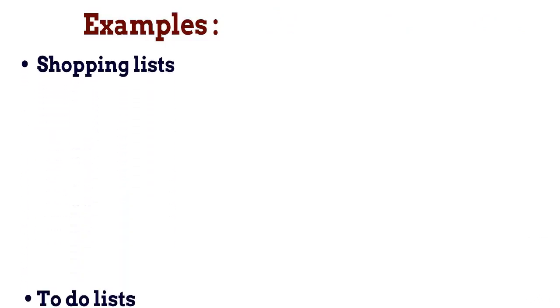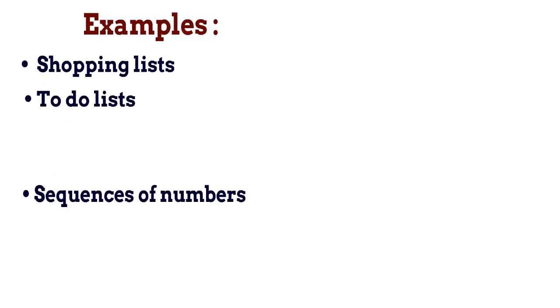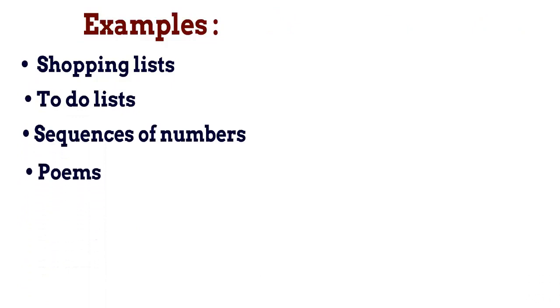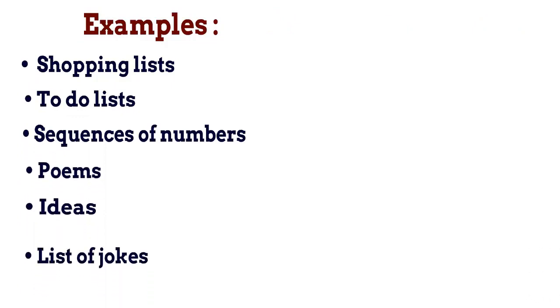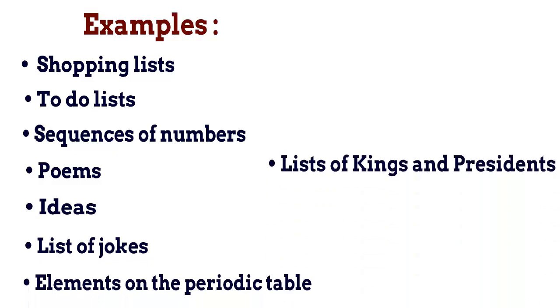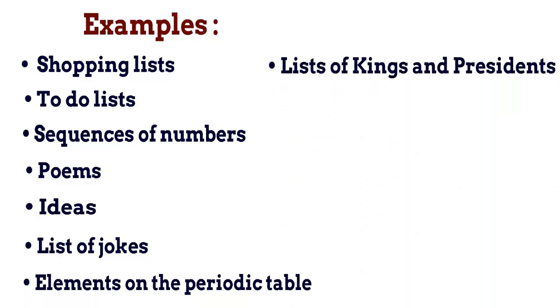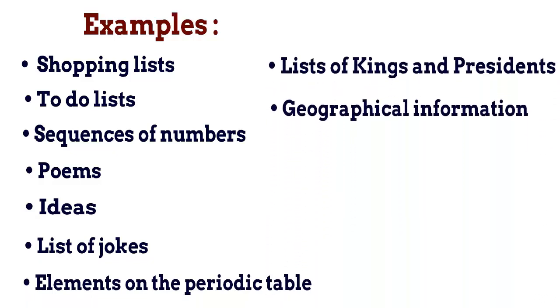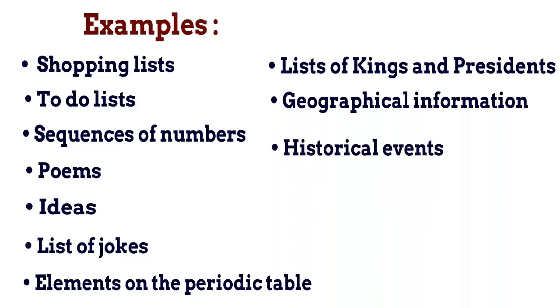Here are some examples of lists that you can easily learn by applying this technique. Shopping list, to-do list, sequence of numbers, poems, ideas, list of jokes, etc. With a sufficiently long journey, you could, for example, remember elements on the periodic table, list of kings and presidents, geographical information, or historical events.